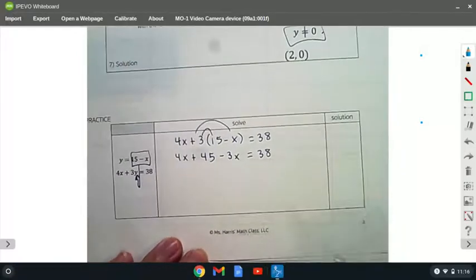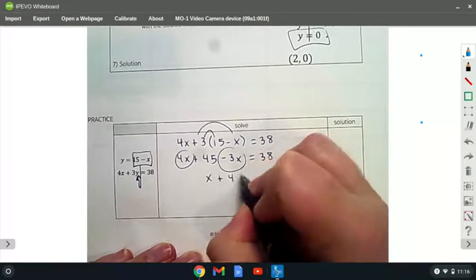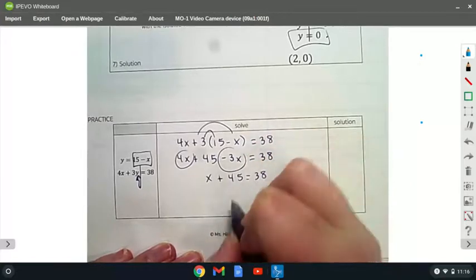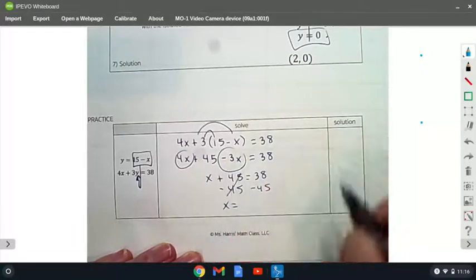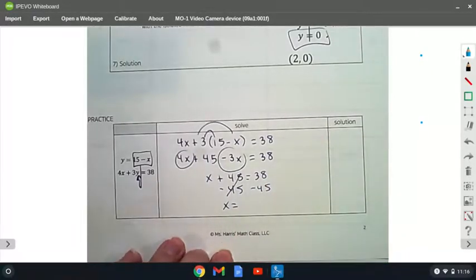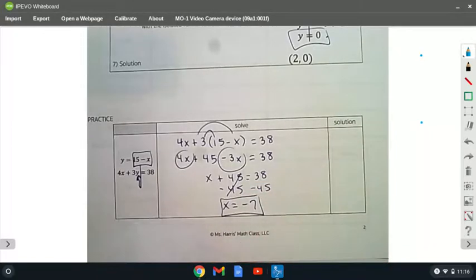Now I'm going to combine like terms. So 4x and -3x combines to be x. And then I'll subtract 45 from both sides. So 38 minus 45 is going to give me negative 7. I got that x is negative 7.